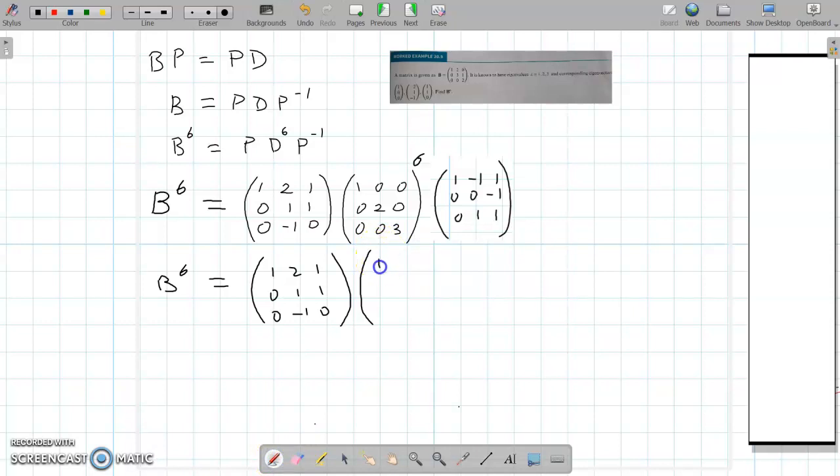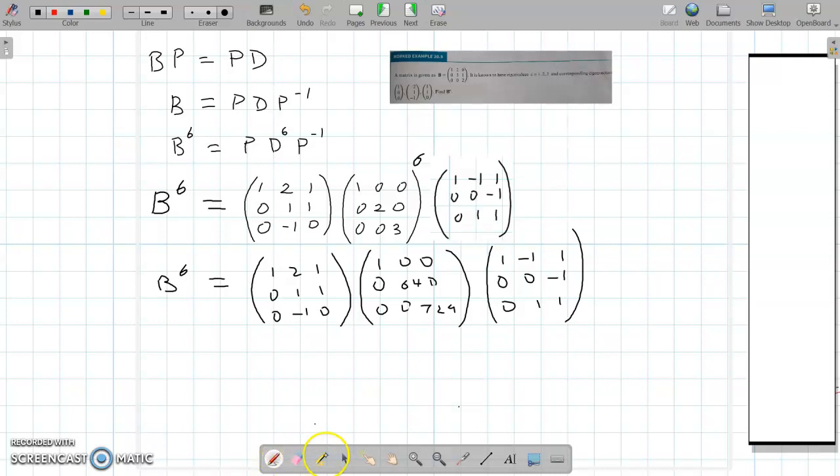So 1 to the power of 6 is 1, and 2 to the power of 6, 2, 4, 8, 16, 32, 64. And 3 to the power of 6 is 729. And again, we're going to multiply that by 1, minus 1, 1, 0, 0, minus 1, 0, 1, 1.